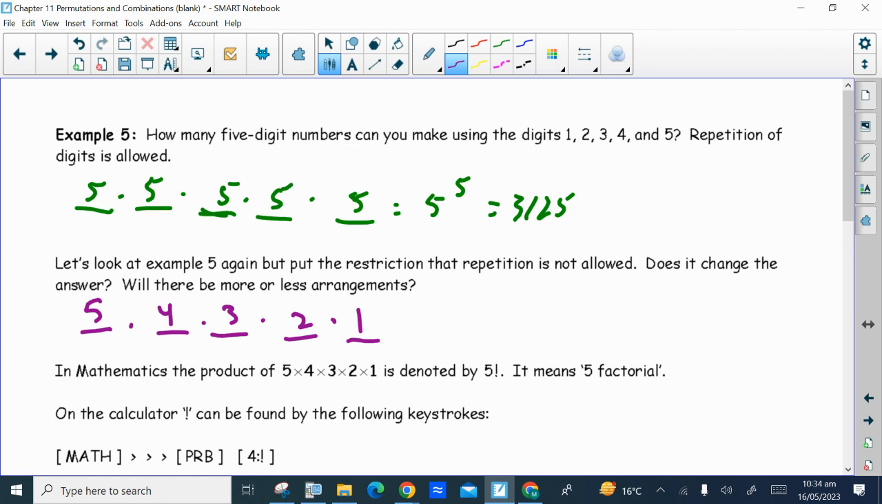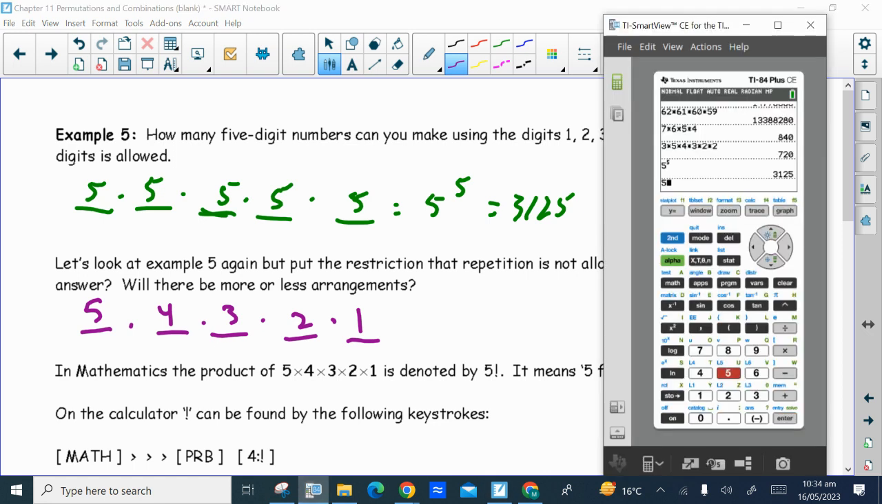And there's a factorial key on your calculator. So you're going to put the 5 in first. Well, first let's see what we get. 5 times 4 times 3 times 2 times 1. Whoops. Try that again. That should be a times. There we go. So the answer is 120.